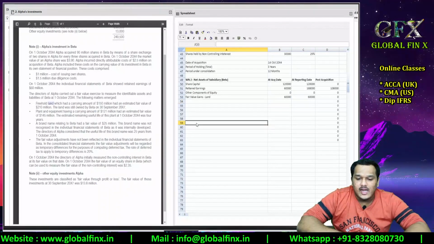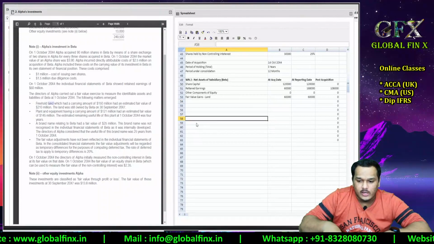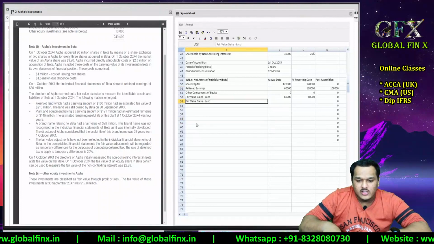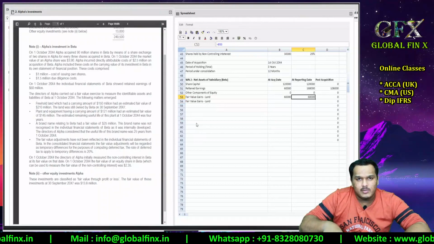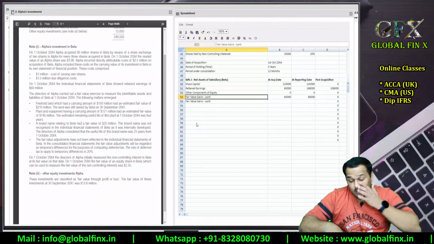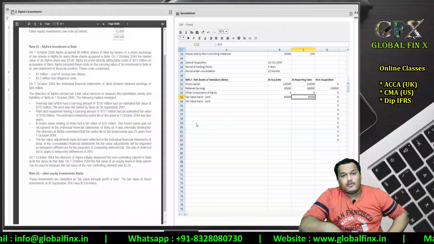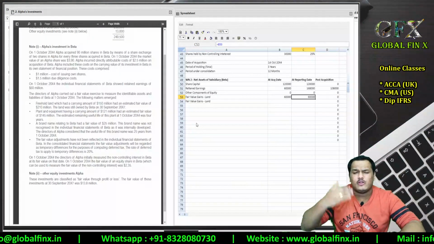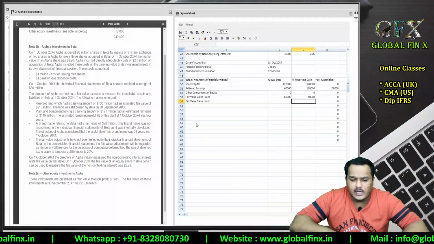Land will not have any additional depreciation concept, so I'm not ignoring that. See, if revaluation gain is there at acquisition date, the same will be there in the balance sheet today also. So we have to take it on both the columns. Some people will show here directly net of additional depreciation. I would like to show it as two separate lines, according to your convenience.